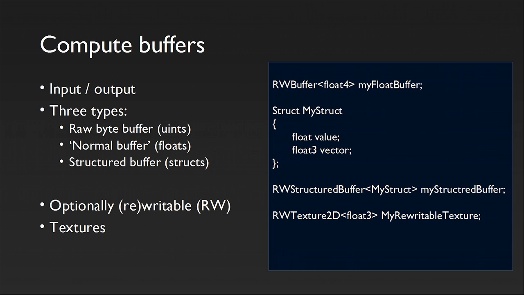Each buffer has some attributes, the most important being that you can make it rewritable. Keep in mind that since it's on the GPU, memory is a bit different. By default, you cannot write to it. But by appending RW to the buffer, you can get a rewritable buffer where you can store your output.